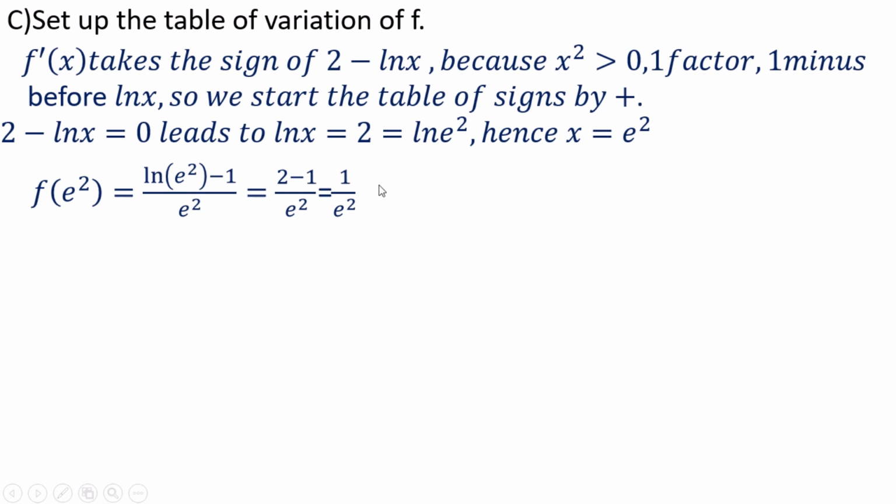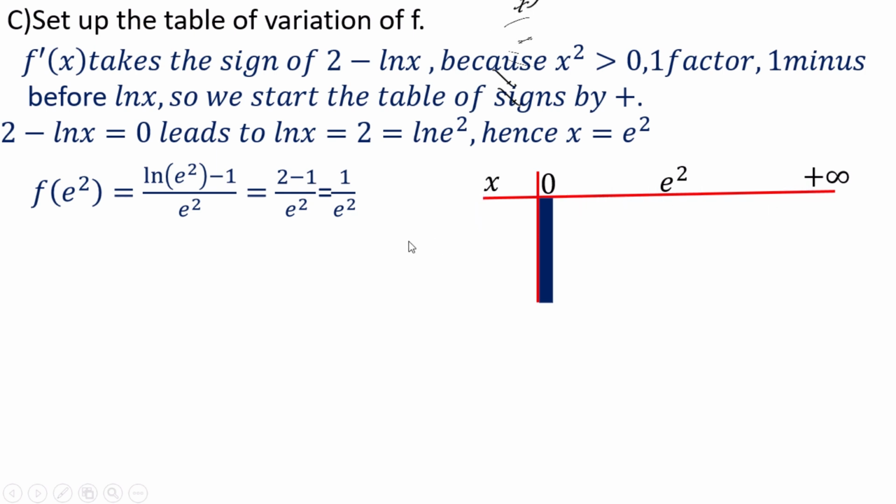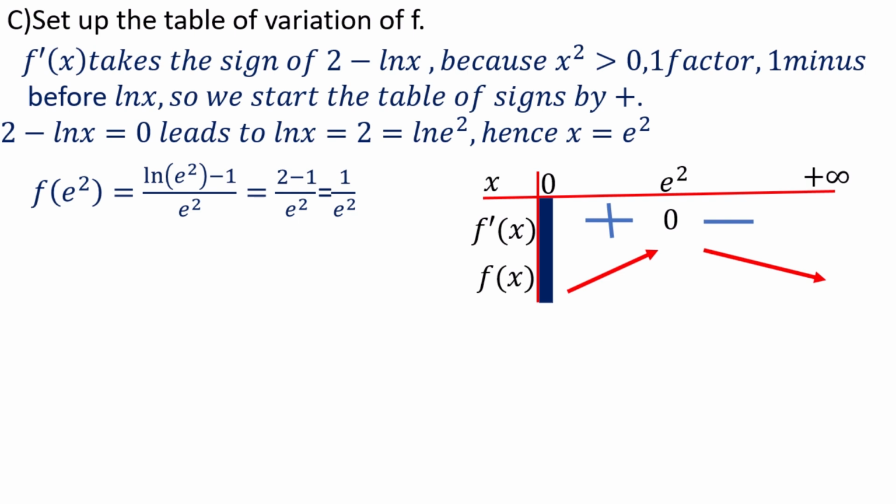f of e square is 1 over e square, so the table will be like this: x, 0, e square, plus infinity. The sign of f prime of x over 0, e square is plus, over e square, plus infinity is minus, and at e square it is 0. Increasing, decreasing. If x equals e square, f of e square is 1 over e square; minus infinity; 0. This is the table of variation.